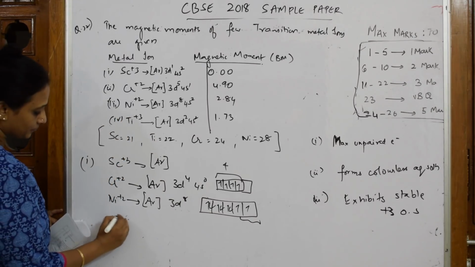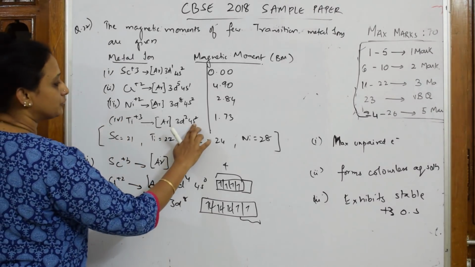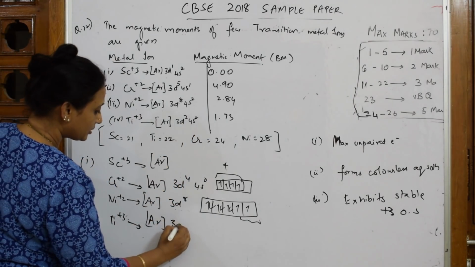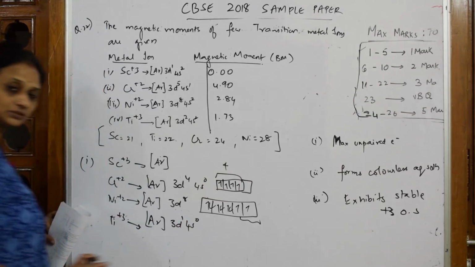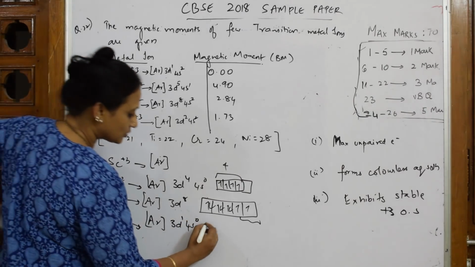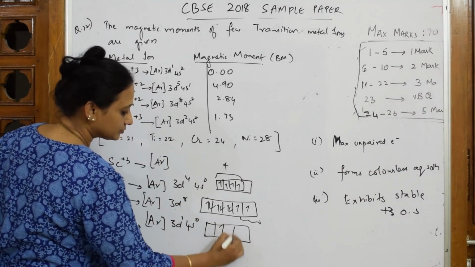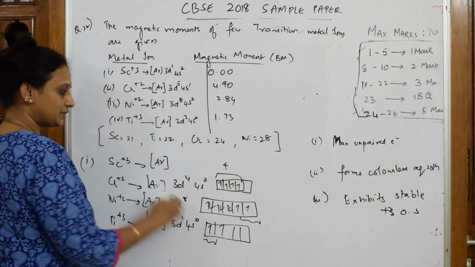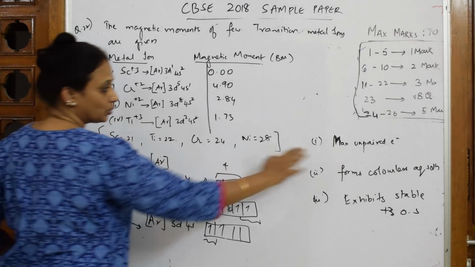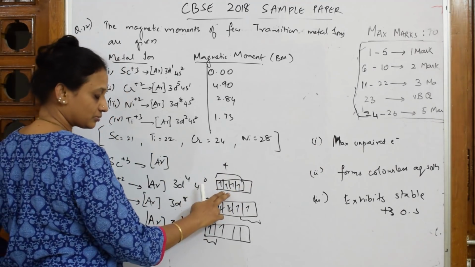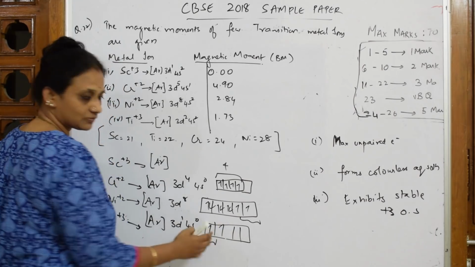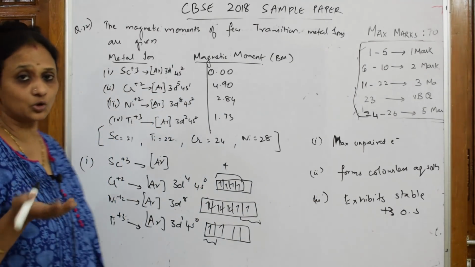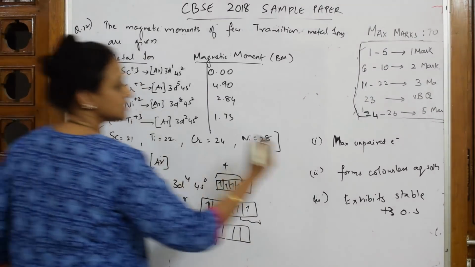Now titanium plus 3. So how many? 4s0, 3d1. So argon 3d1, 4s0. Done. So here how many unpaired electrons? Only 1 unpaired electron. All the others are 0. Now when I see the configuration, this is completely filled, no unpaired electrons. Maximum here 4 unpaired electrons, here 2 unpaired electrons, here 1. So what is the answer? First answer, maximum is chromium only. I have to write the answer as Cr plus 2.